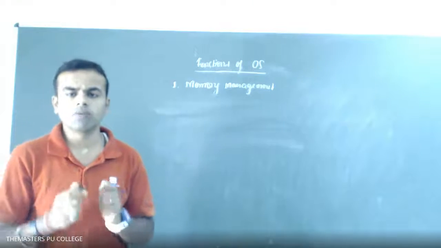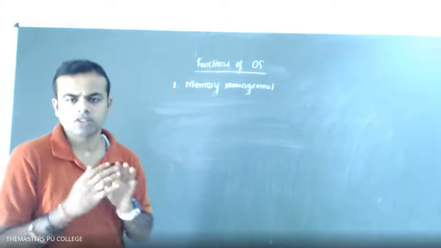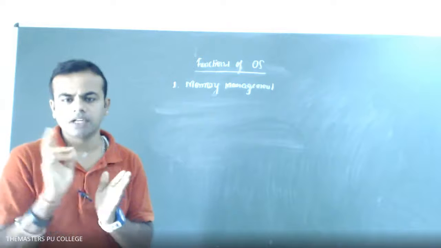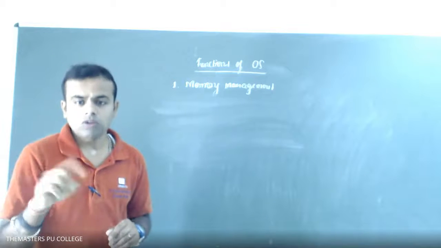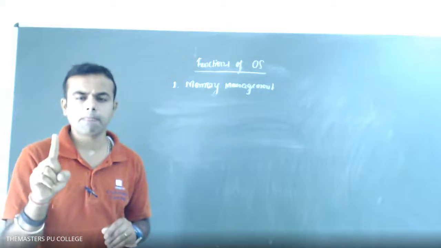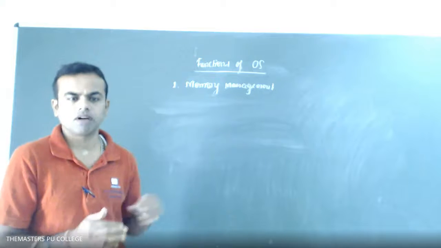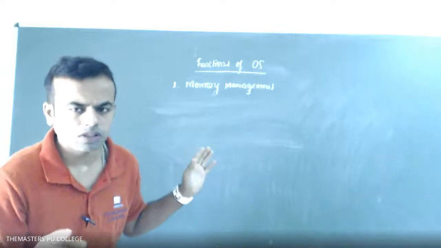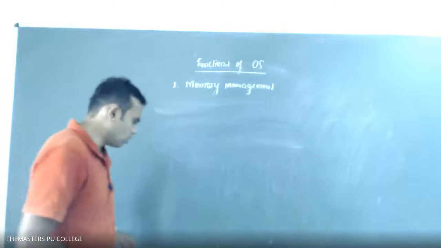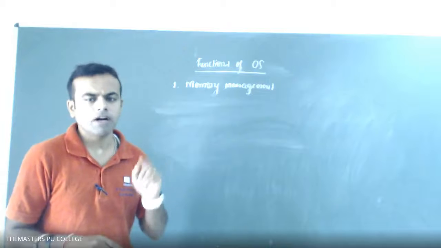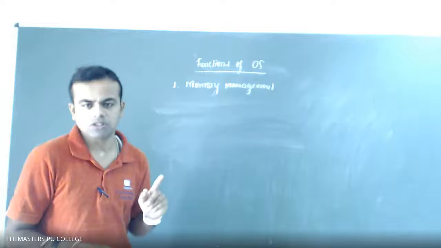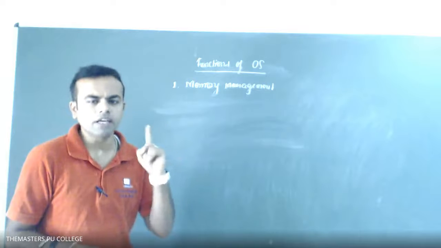So how will the memory be measured? The computer system stores memory in terms of bits and bytes. 8 bits is equal to 1 byte. 1024 bytes is equal to 1 KB, kilobyte. 1024 kilobytes is equal to 1 megabyte. 1024 megabytes is equal to 1 gigabyte. 1024 GB is equal to 1 TB, terabyte, right?